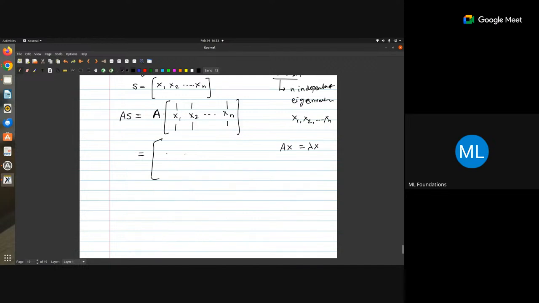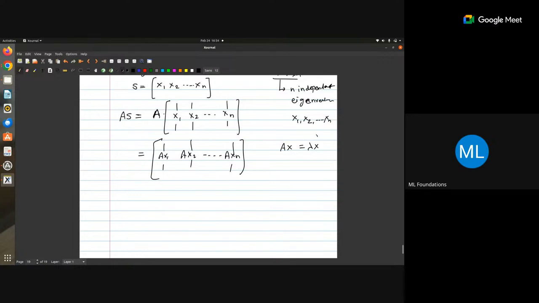So here, if I do this matrix multiplication, what will be the first column of this matrix multiplication? AX1, right? This is some vector, and you understand, right? This is a vector. This is another vector, AX2, and like that. Understand?